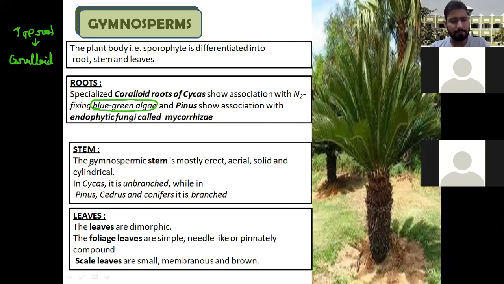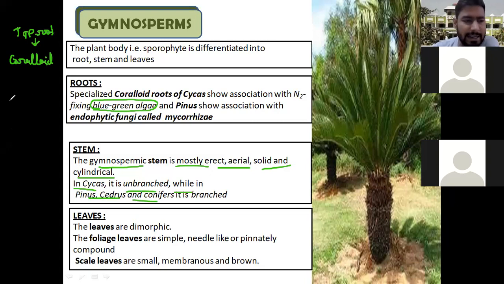Now you can see the gymnospermic stem is mostly erect, aerial, solid, and cylindrical. Erect and aerial means the stem is growing upward. Solid means they have thickness, and cylindrical means straight in length. Now you can see in Cycas, it is unbranched, while in Pinus, Cedrus, and conifers, it is branched.